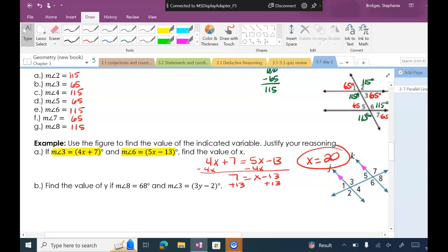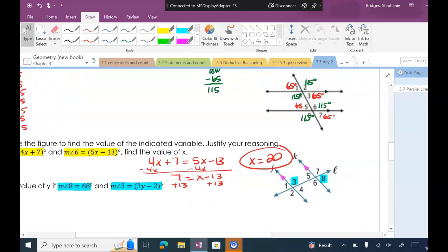What two angles are they giving us? 8 and 3. So what I need to look at are angle 8 and 3. Are they corresponding angles? No. They're not any. Are they alternate interior? No. Are they alternate exterior? No. Are they same side interior? No. Are they same side exterior? No. So, let me ask you this.